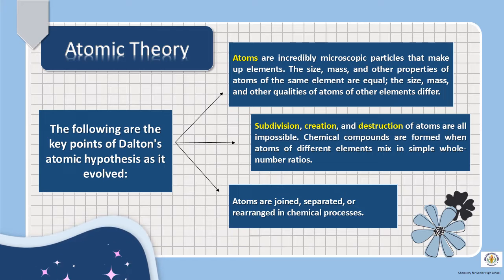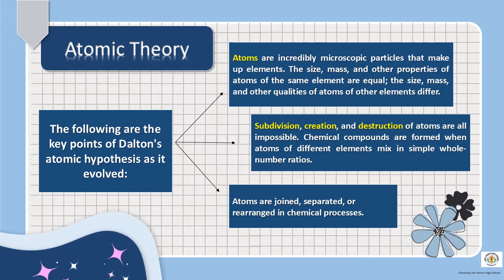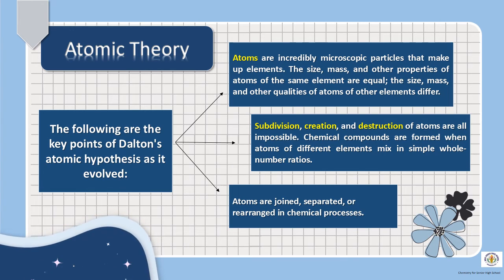Second, subdivision, creation, and destruction of atoms are all impossible. Chemical compounds are formed when atoms of different elements mix in simple whole number ratios. Third, atoms are joined, separated, or rearranged in chemical processes. So, according to Dalton's atomic theory, all matter is made up of atoms, which are indivisible and indestructible.